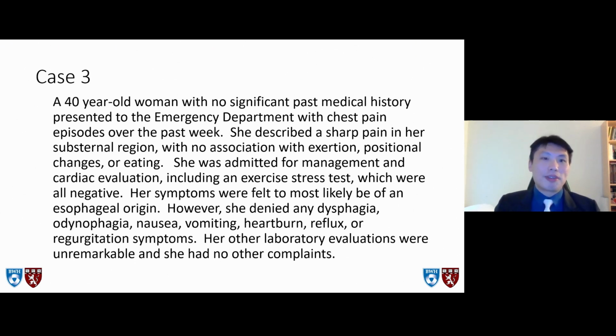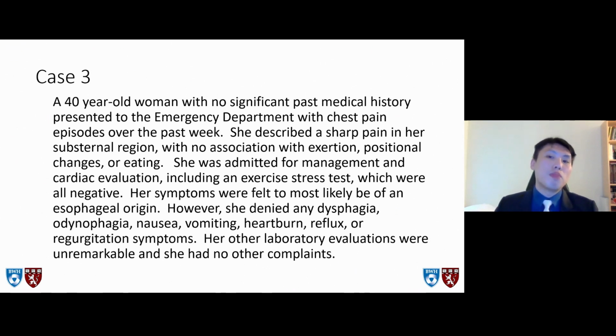So the third case I want to talk about is a 40-year-old woman with no significant past medical history who presented to the emergency department with chest pain episodes over the past week. She described sharp pain in her substernal region with no association with exertion, positional changes, or eating. She was admitted for management and cardiac evaluation, including stress tests, which were all negative.